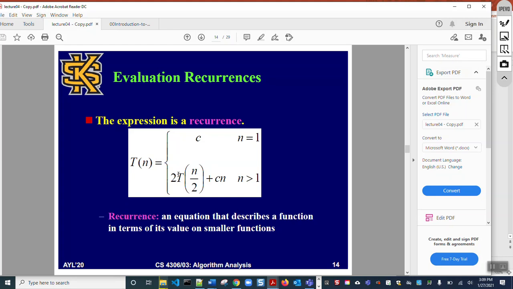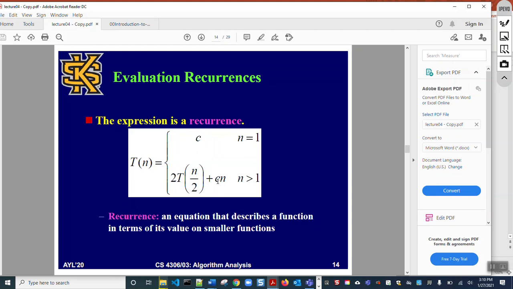For each part, the size is reduced to n by 2. So if for size n the time needed is T(n), then for half the size it takes T of n by 2, plus cn. This n part is the merging part, and c is a constant. We don't know how many milliseconds or nanoseconds a computer processor takes to merge 2 elements, so whatever that is, it is a constant, so c times n.